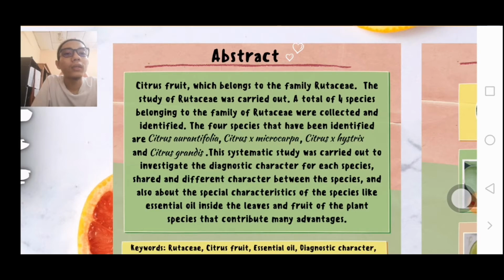This systematic study was carried out to investigate the diagnostic characters for each species, the shared and different characters between the species, and also the special characteristics of the species, like the essential oil inside the leaf and fruit of the plant species that contribute many advantages.